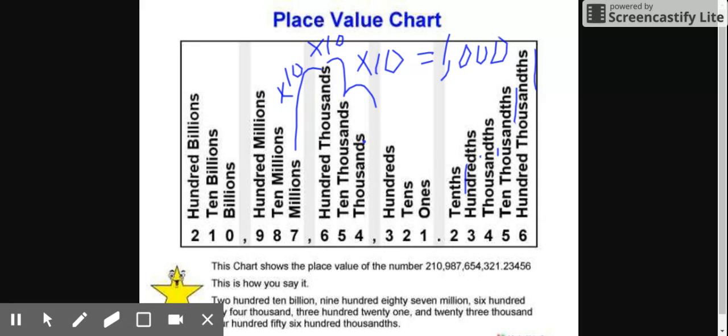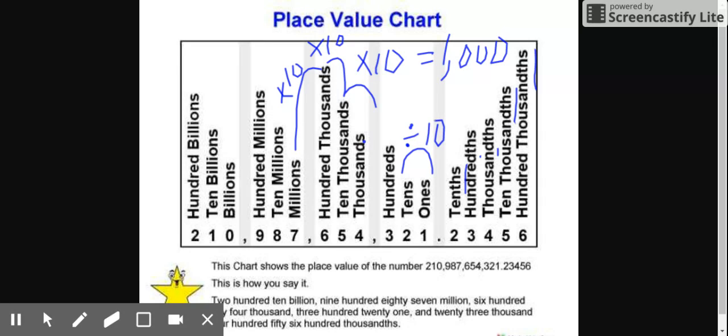Now, if you go backwards on the place value chart, which is to the right, you would divide by 10 because the numbers are getting smaller. Remember, if you move to the left on the place value chart, the numbers get bigger. If you move to the right, the numbers get smaller. So if I was to jump from 10s to 1s, I would divide by 10 because I only jumped one time. If I jump two times to the right, that would be divide by 100. If I jump three times to the right, that would be divide by 1,000.